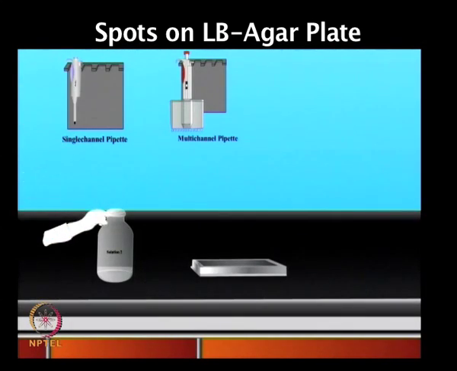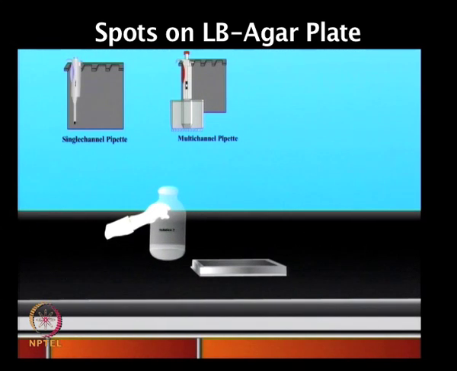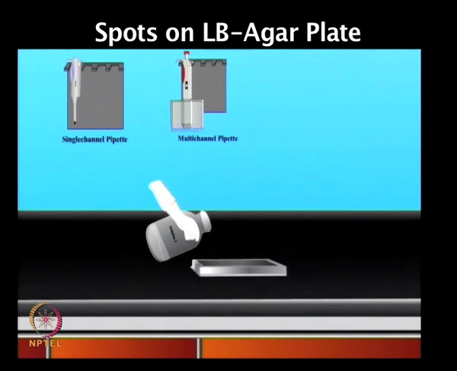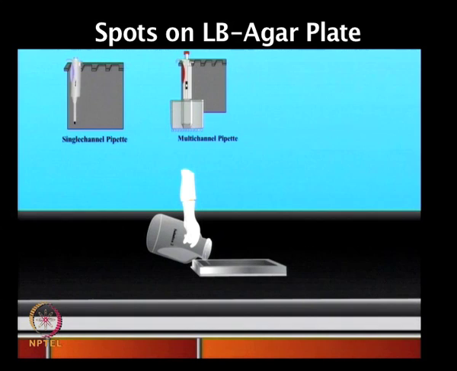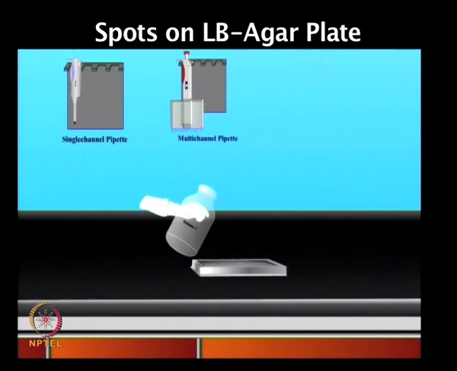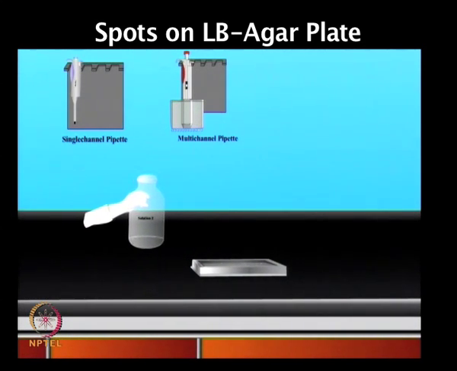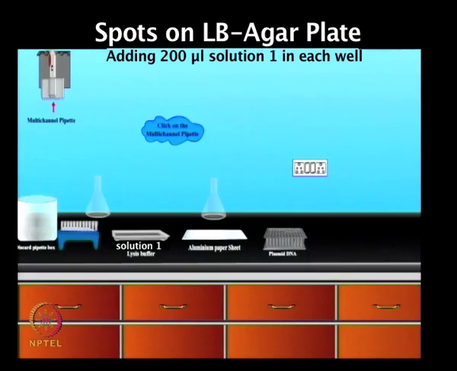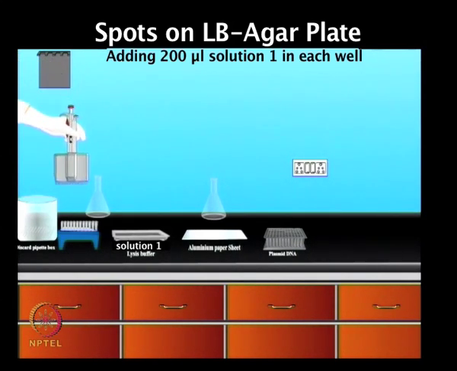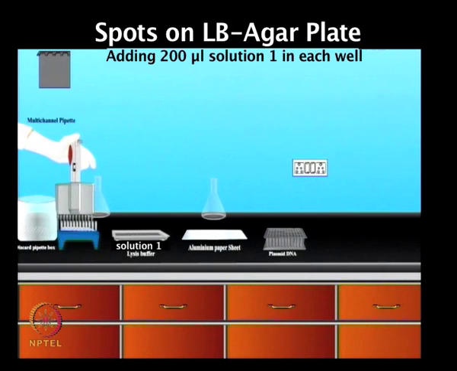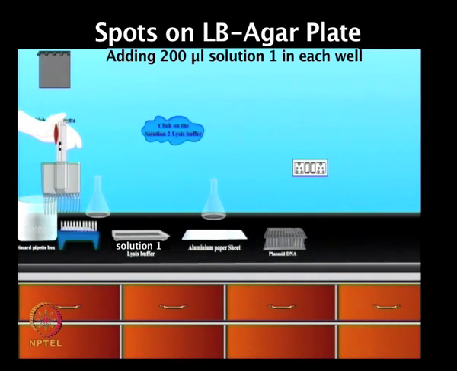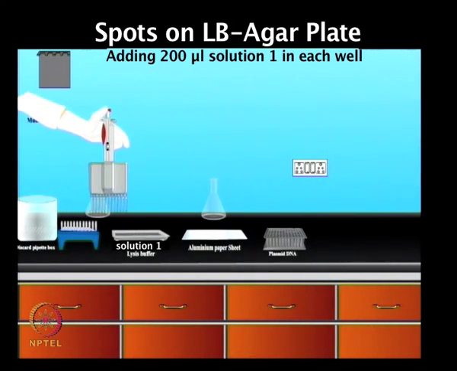In a similar way, add 200 microliters of solution 2 to each well. Solution 2 contains 0.2 normal NaOH and 1% sodium dodecyl sulphate. This is a lysis solution. After adding this solution, you again need to repeat the same process: seal the plate and then invert the plate a few times.